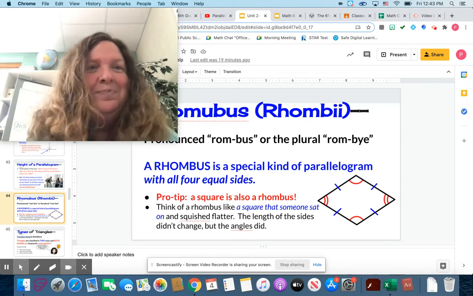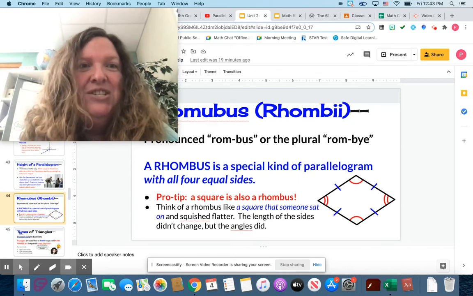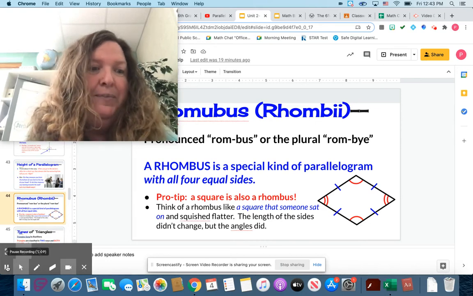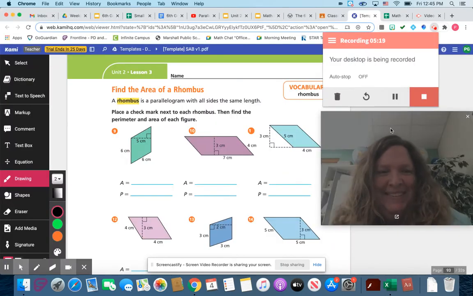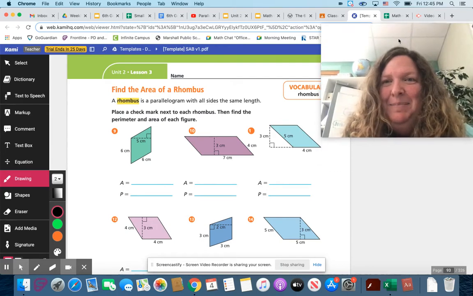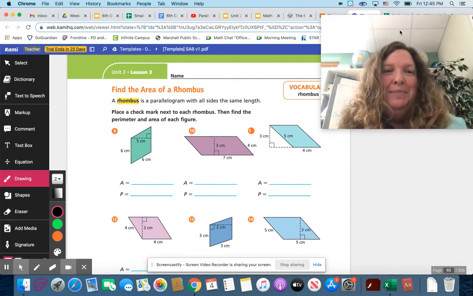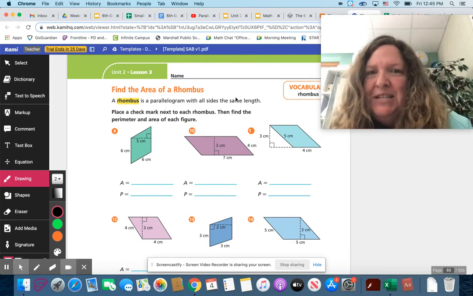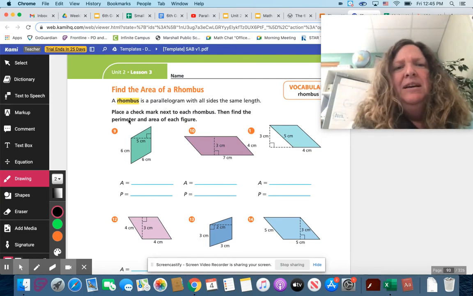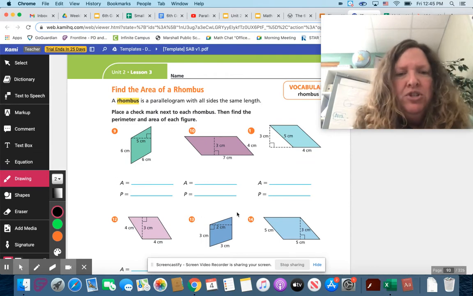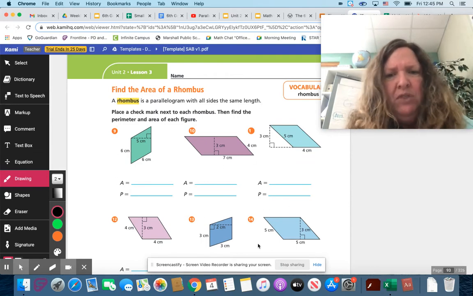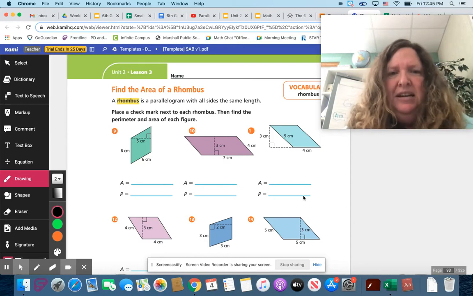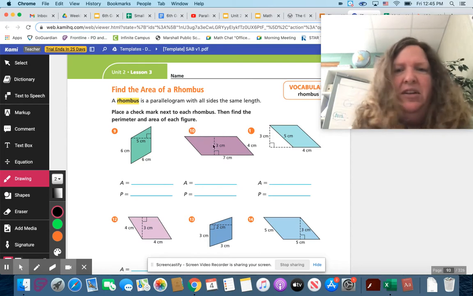All right, let's dive into today's work. So please pause and go grab your math book. All right, I'm on page 67, so please join me on page 67. Here we are. It says a rhombus is a parallelogram with all the sides the same length. We know that. Place a check mark next to each rhombus. So take just a quick look and say, which of these ones look like they have sides all the same length? Now, we for sure can look at number 10 and say, no, that doesn't even look like it.